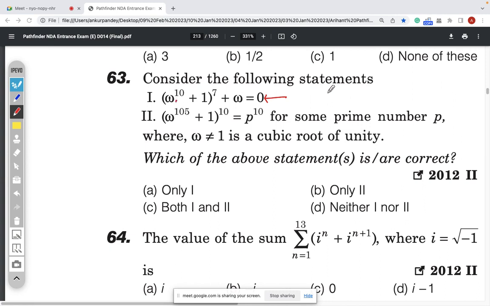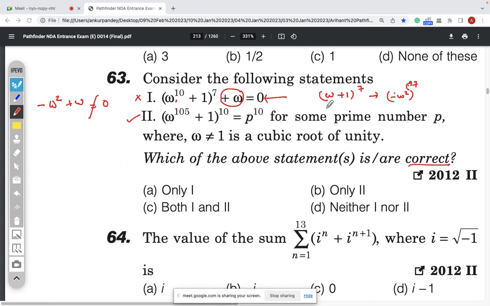Omega to the power 10 can be written as just omega. Plus 1 to the power 7. Omega plus 1 can be written as negative omega square, to the power 7. Negative to the power 7 is negative. Omega square to the power 7 is 14. 14, the nearest multiple of 3 is 12. 12 plus 2, hence omega square. Yes or no? And what is remaining? Plus omega. Is it equal to 0? No, it's not. Hence the first statement is wrong and the second statement is right. Clear? How come minus omega square?